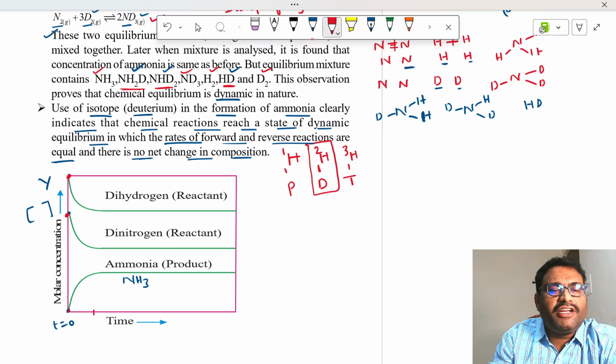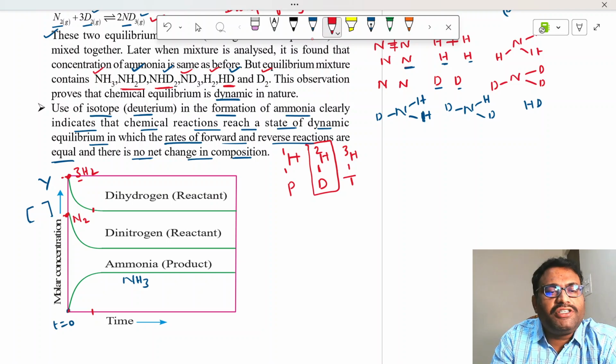As the time is increasing, what happens to the concentration of hydrogen? It decreases. Why is hydrogen taken more? It is 3H2 and nitrogen is only N2. So 3 moles of hydrogen and only 1 mole of nitrogen. That's the reason why it is less. Okay, here it is more.